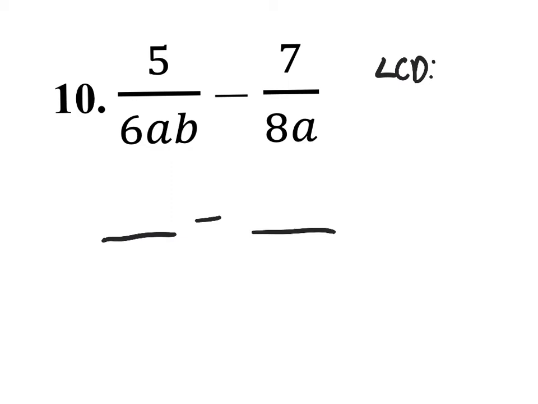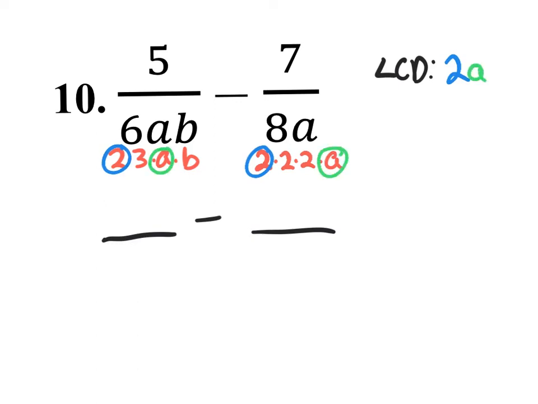All right, so this first one, 6AB, that's really a 2 times 3 times A times B. That's a completely factored form of 6AB. Let's factor the 8A. Well, 8A really becomes 2 times 2 times 2 times A. Okay, so let's see what paired up here. We have a 2 and a 2. We write that one time, that paired up once. What else paired up? Well, we have an A and an A, so we're going to write that A one time. And everything else that did not pair up, you just rewrite it.